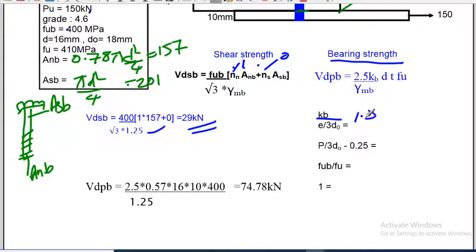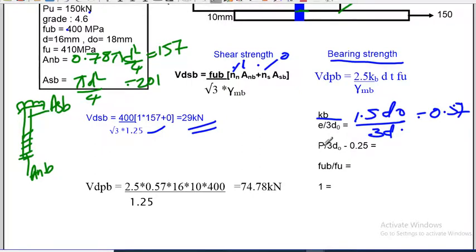1.5 times D0 divided by 3 D0. 3 D0 is already there in the formula. E is nothing but 1.5 D0. So this will give you 0.57, I think. 0.57.